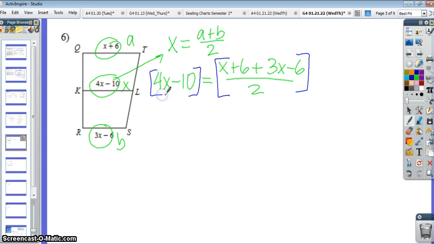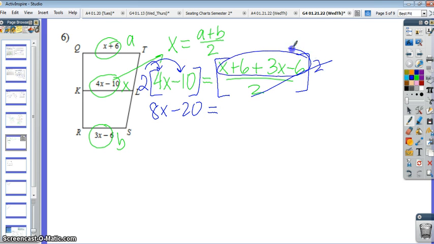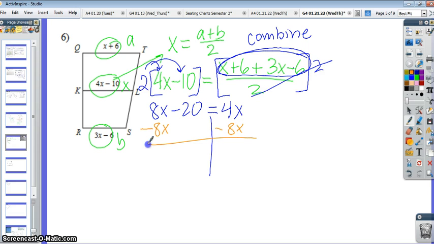Get rid of the fraction by multiplying by 2. Here I'm going to distribute: 8x minus 20 equals. Here I'm left with all of this. I'm going to combine like terms. So x plus 3x is 4x. 6 minus 6 is just 0. Okay? So we're left with this. Now I have to solve for x. Get x's on one side, that goes to 0. Bring down negative 20 equals negative 4x. Last step, divide by negative 4.